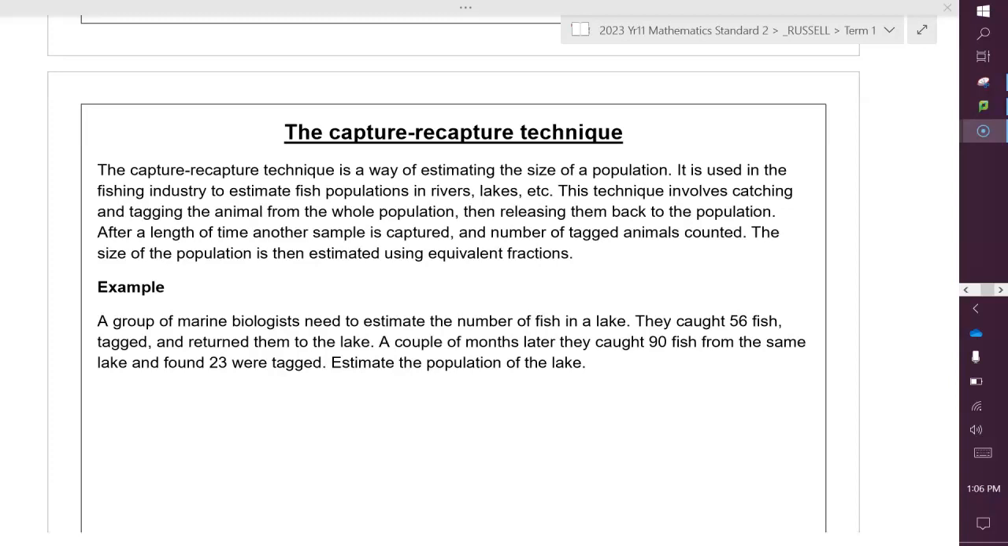Capture-recapture technique is a way of estimating the size of a population. It's used in the fishing industry to estimate fish populations in rivers and lakes. The technique involves catching and tagging the animal from the whole population, then releasing it back. After a length of time, another sample is captured and a number of tagged animals counted. The size of the population is estimated using equivalent fractions.